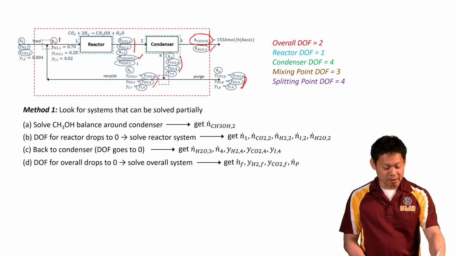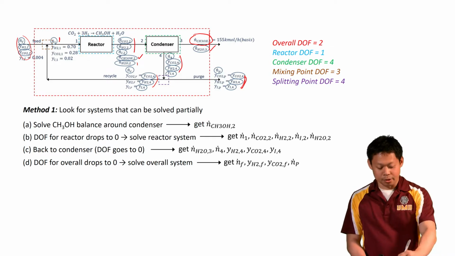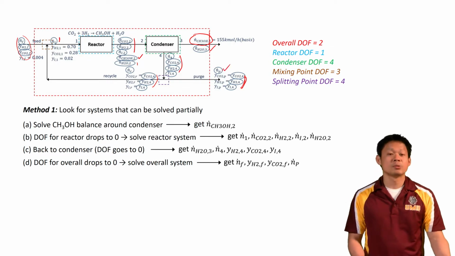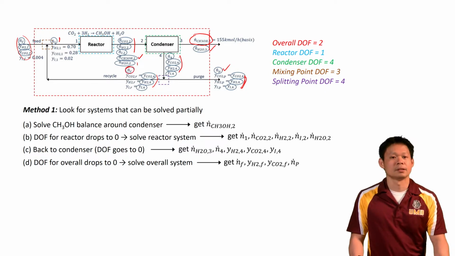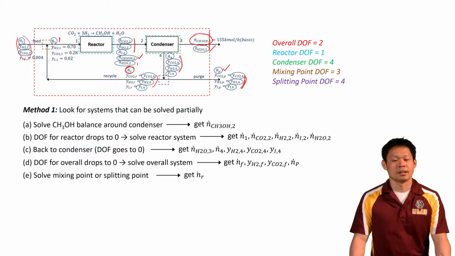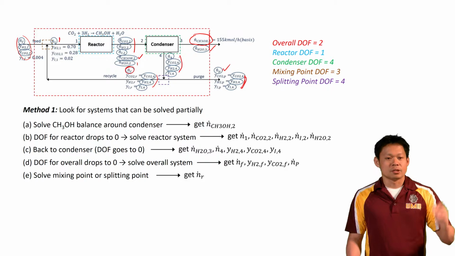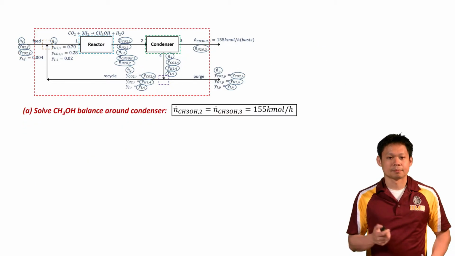From the overall, we'll get everything that's within the feed down here and the purge down here. Once we have that, we actually only have 1 unknown left, which is our recycle right here, NR. So in that case, you can either use any of the last 2 systems, either the mixing point or the splitting point, and you can get your last unknown. So let's go ahead and try this problem and solve it in the way that we just outlined down here.